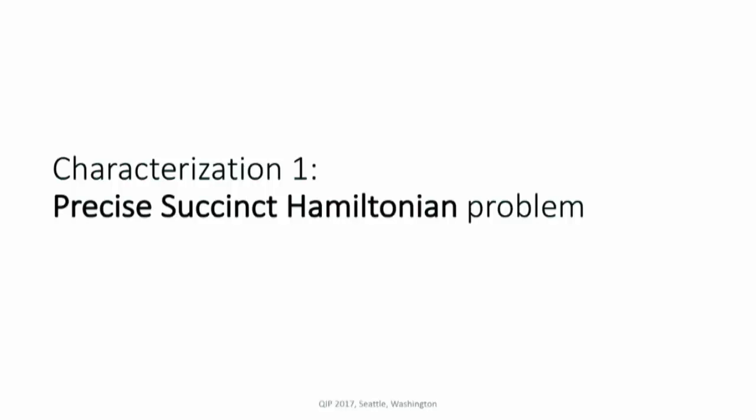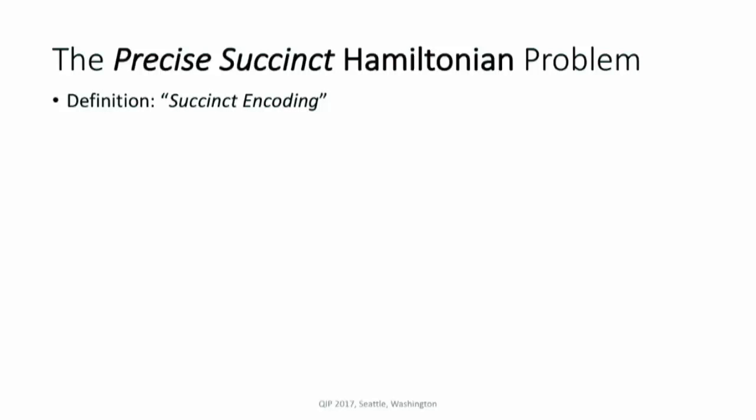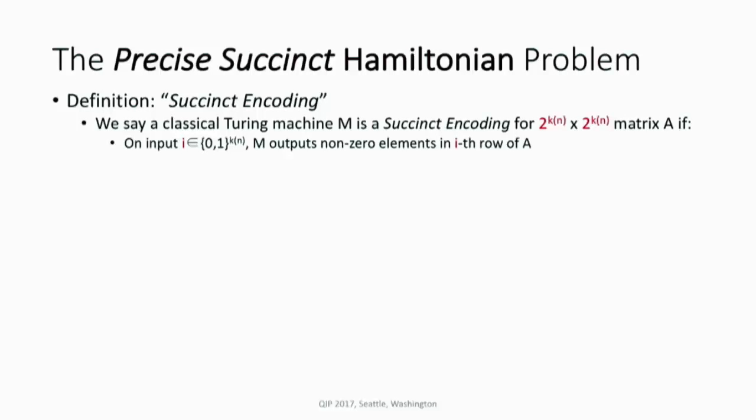Like I said, this is a natural generalization of the local Hamiltonian problem. So let me tell you about this problem. First, I'll define the notion of succinct encoding. We say that a classical Turing machine M is a succinct encoding for a 2^k by 2^k matrix A if on input i, a row index, it spits out the non-zero elements of the ith row, efficiently, which for us means in polynomial time and using k(n) classical space.